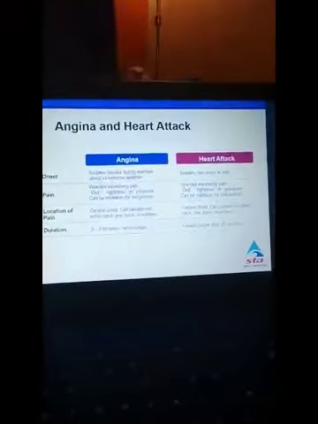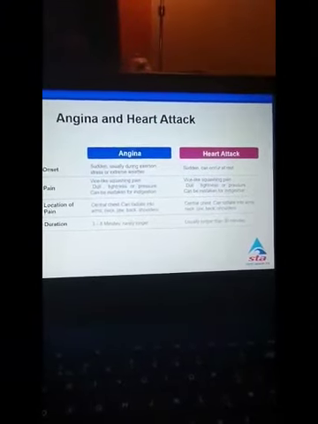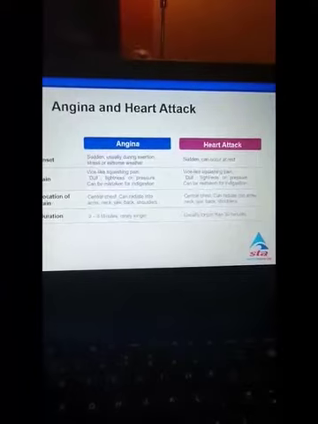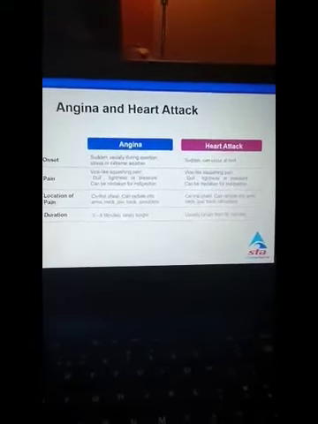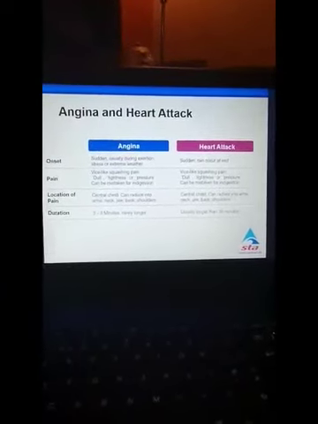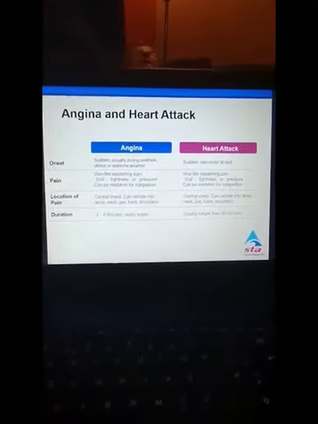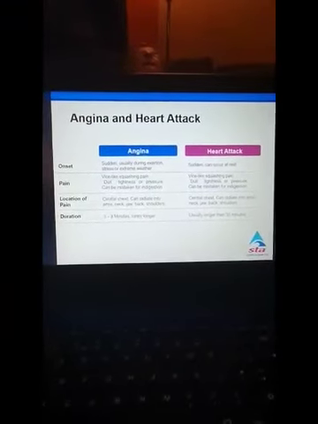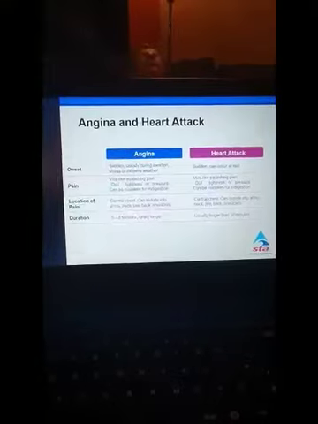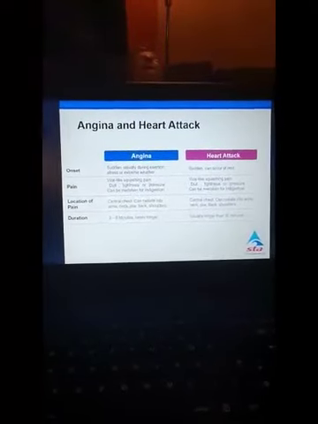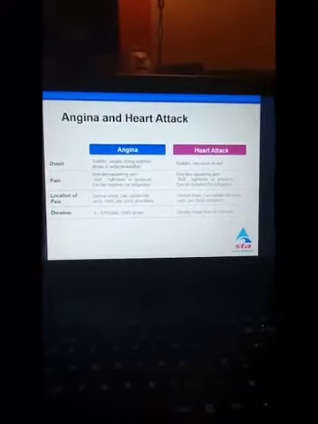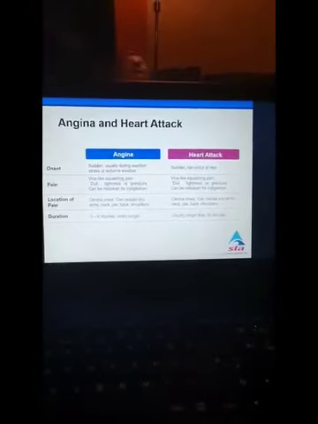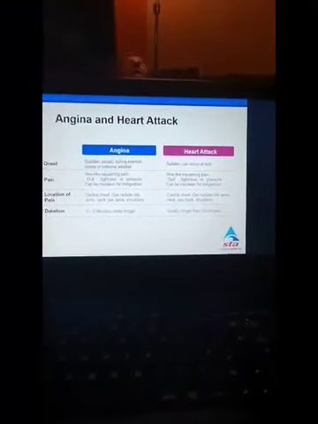The pain for both of them is in the exact same places: a vice-like squashing pain, dull tightness or pressure that can be mistaken for indigestion. That's exactly the same for an angina attack and a heart attack. The location of the pain is the same again: it starts in the centre of the chest, where your heart is, and can radiate to the arms, neck, jaw, back and shoulders, for both conditions.